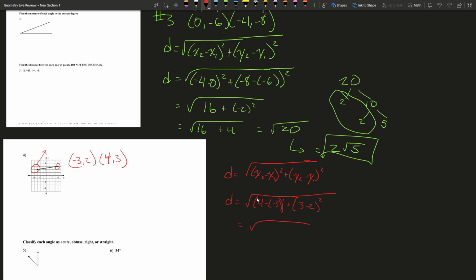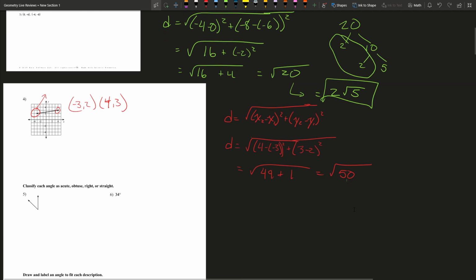Four minus -3 is 7. 7 squared is 49. 3 minus 2 is positive 1. 1 squared is just still 1. So this is square root of 50. And our goal here is to pull out perfect square factors. So a perfect square factor of 50 is 25, so we can rewrite this as 25 and 2. Square root of 25 is 5, and then the square root of 2 is left over. So this is our answer.